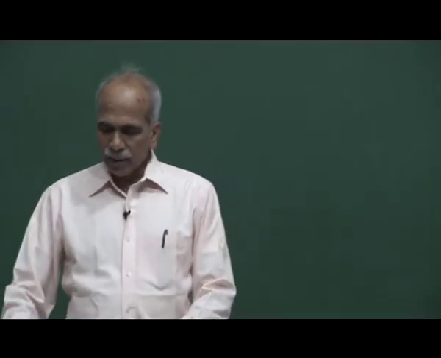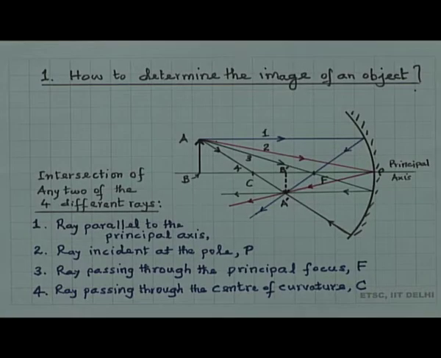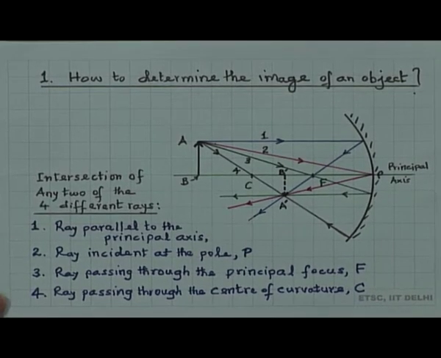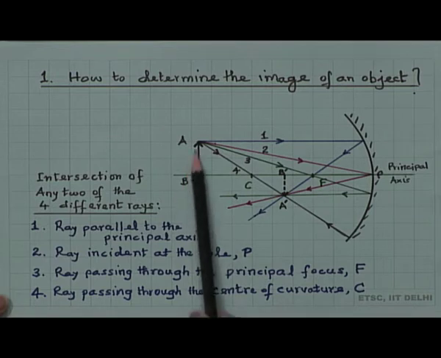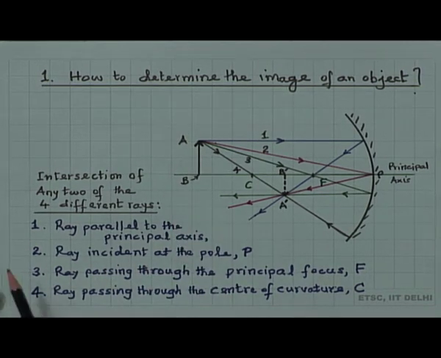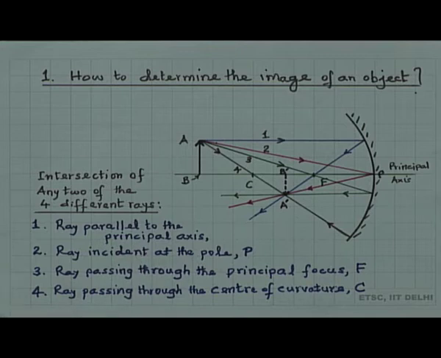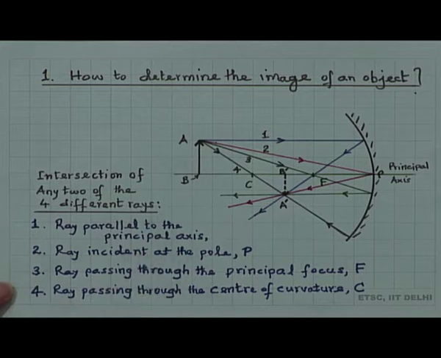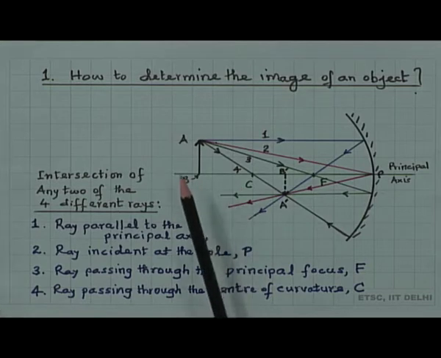First, how to determine the image of an object. So, here I have considered a spherical mirror, a concave mirror, and AB is the object, a linear or laterally extended object. To determine the image, as we discussed in the last class, we could consider any two rays and find out the point of intersection. There are four different rays which could be considered.